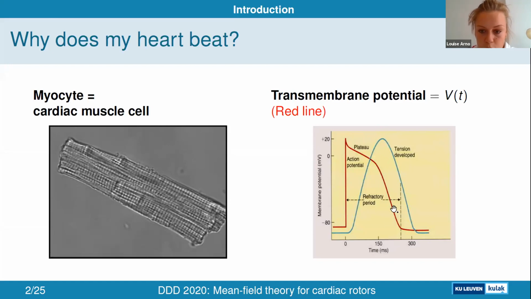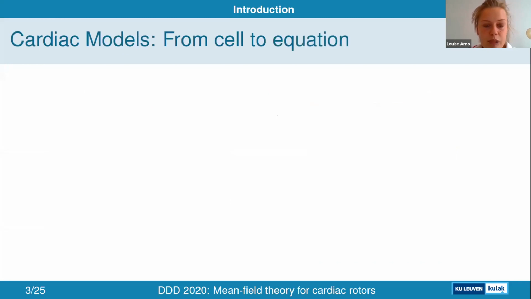And over here we see one such cycle of the transmembrane potential. And we will use this variable to model cardiac arrhythmias. So how does this work? How do we go from the cell to the mathematical equations?